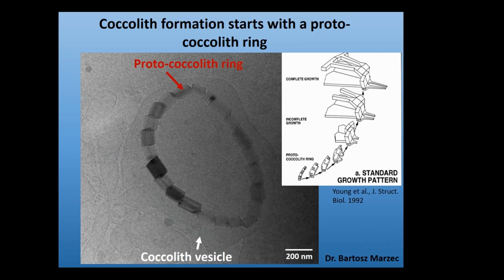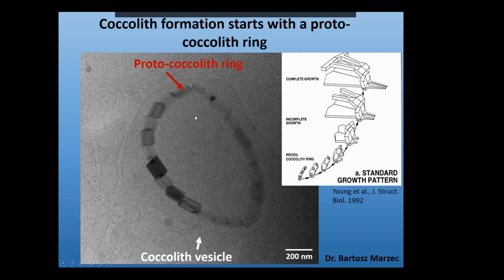Now, we also know how coccolith formation starts. And the way that it starts, how do we get such an intricate pattern, is that we start with the formation of this ring of calcite crystals. So essentially, we have individual crystals of calcite that are nucleating in the form of the ring on top of the base plate, which you don't see.